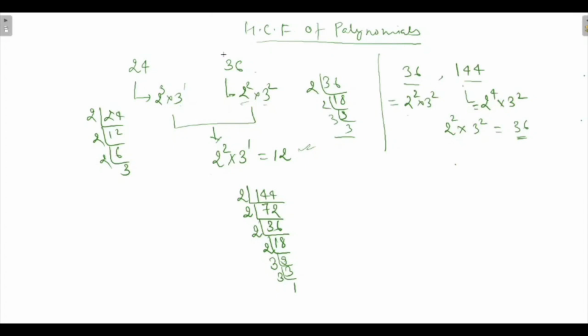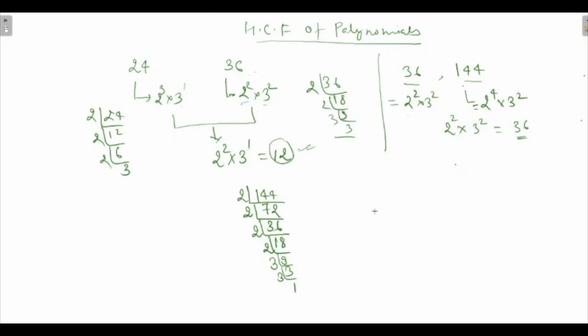Actually, the interpretation of HCF is that it is the highest common divisor of both of them. If you look at 12, it will be able to divide 24 and 36 both. But is there any other number which can divide both? There will be no number. Similarly here, the largest number which can divide both of them will be 36. It divides 36 one time, and 144 it divides 4 times. So this is the interpretation of HCF.